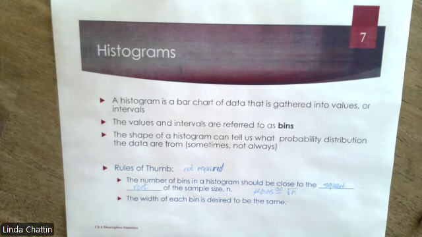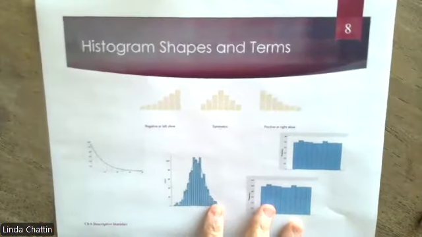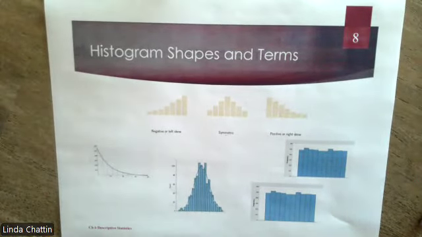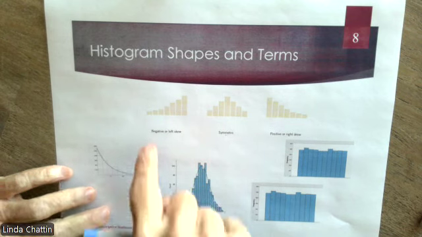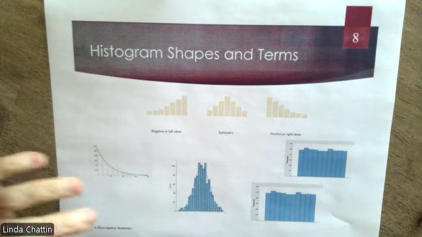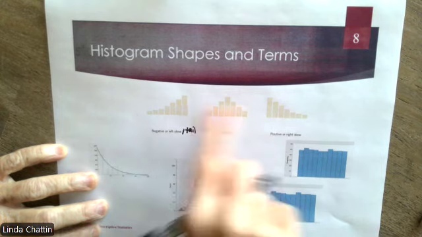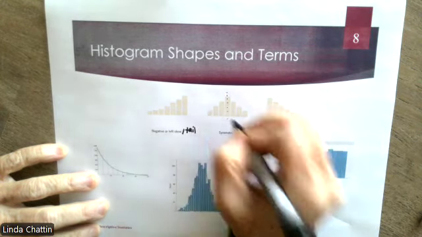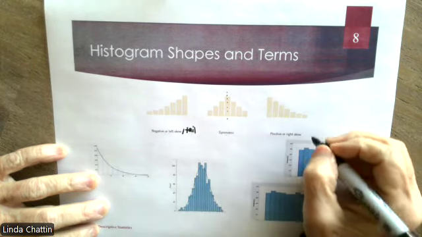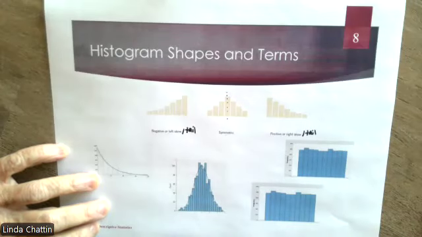Okay, so here are some examples: a histogram, shape, and terms. I've got quite a few examples here, and I think this will be very helpful. When we see a histogram, which is a bar chart, we would call this a negative or left skew. We also sometimes call it a left tail. This is a symmetric one because it looks the same on both sides if I divide it down the middle. And then we can have a positive or right skew, or right tail. So that's what histograms typically look like.